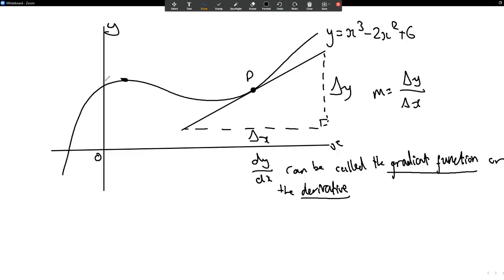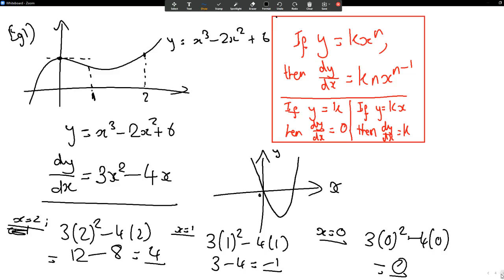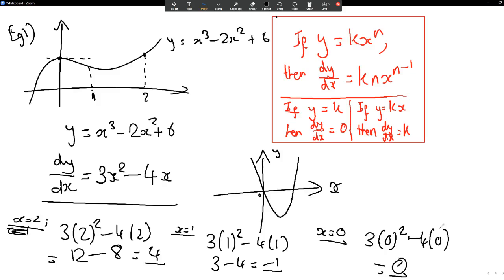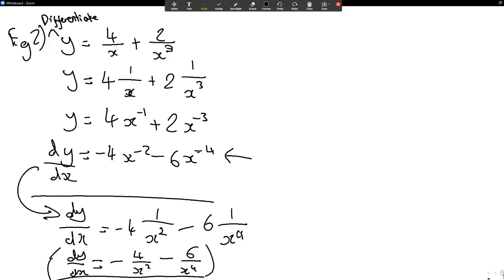That's because the gradient is just at one point. So the gradient could be here, the gradient could be here. But if the gradient is just at one point of the graph, it's just a value, it's just a number. Dy over dx is the function. We can draw a graph of it and it gives all the gradients at every point. So yeah, that's the difference.